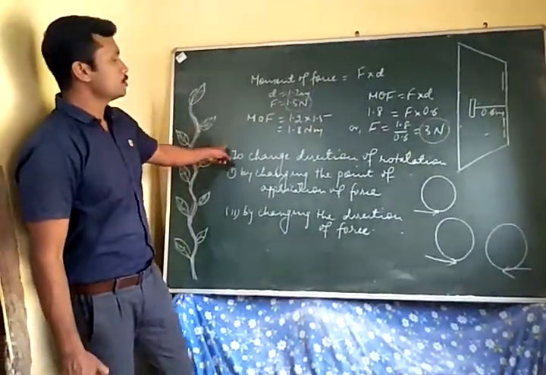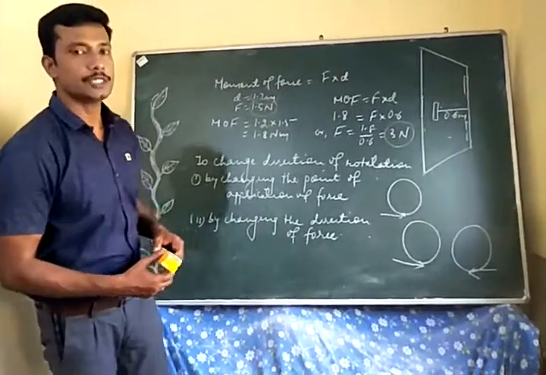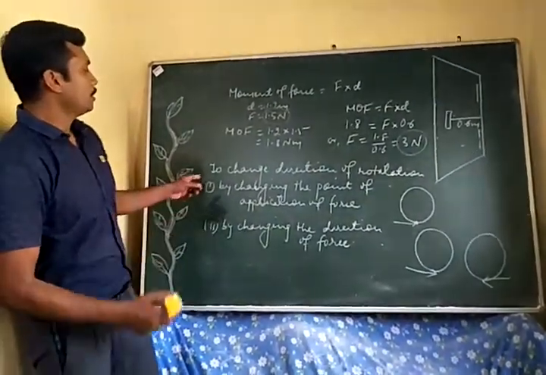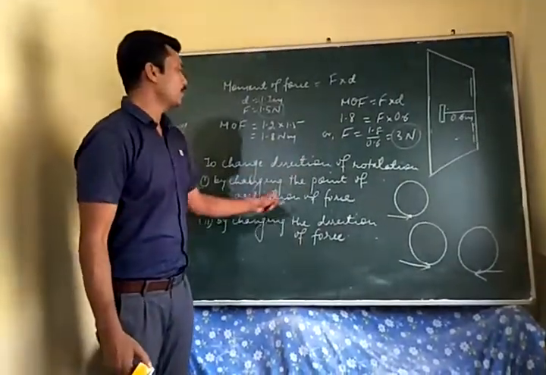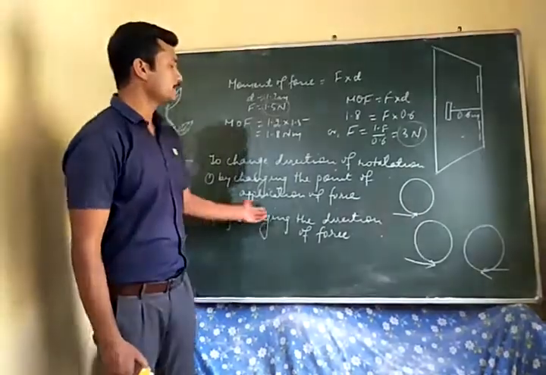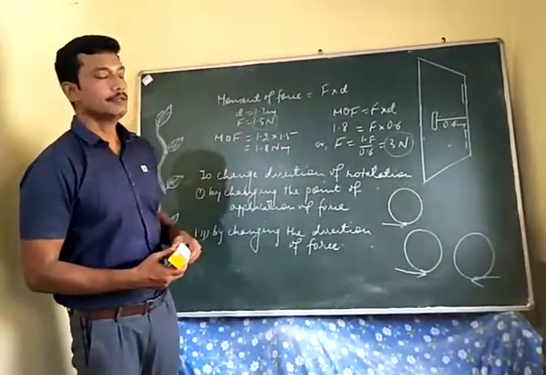Next is to change direction of rotation. So there are two ways to change the direction of rotation on a body. It can be changed by changing the point of application of force, and second is by changing the direction of force. Let us try to understand.